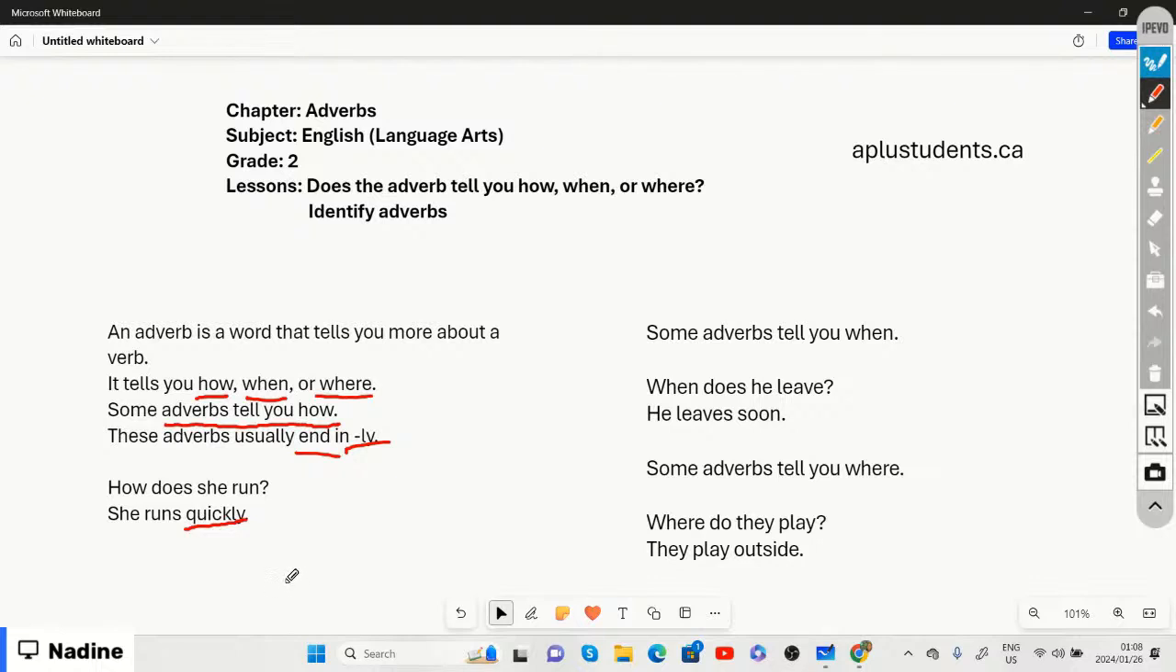So the adverbs that tell you how, when, or where. The first adverbs, the ones that tell us how, usually end in ly. And if you ask the question, how does she run? Then we can say she runs quickly.